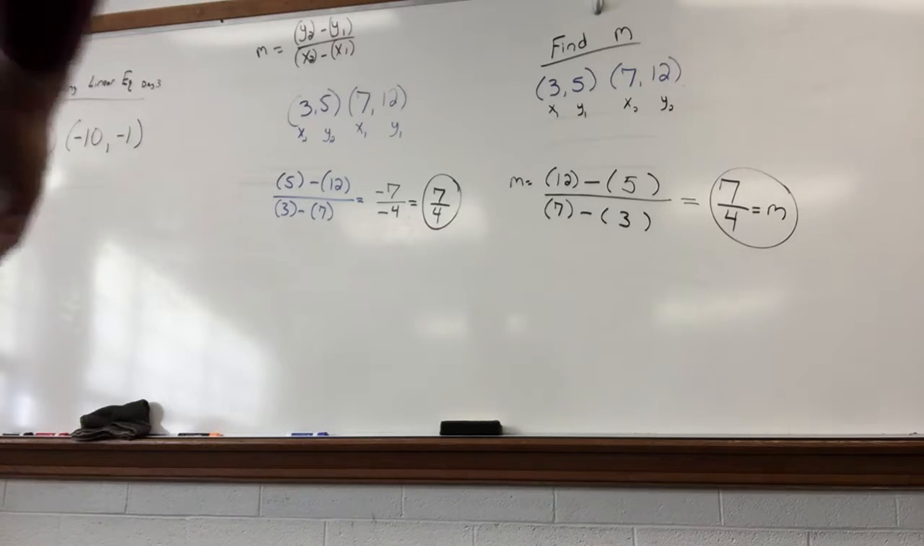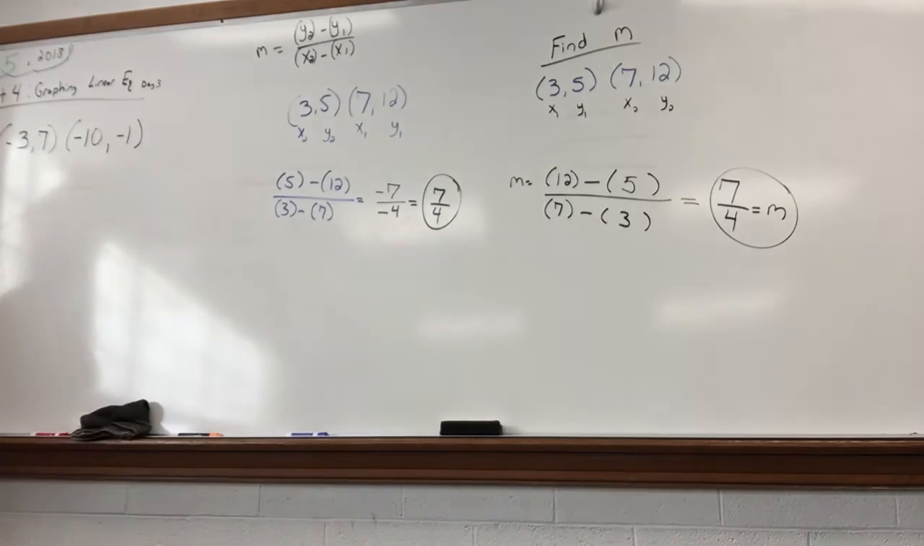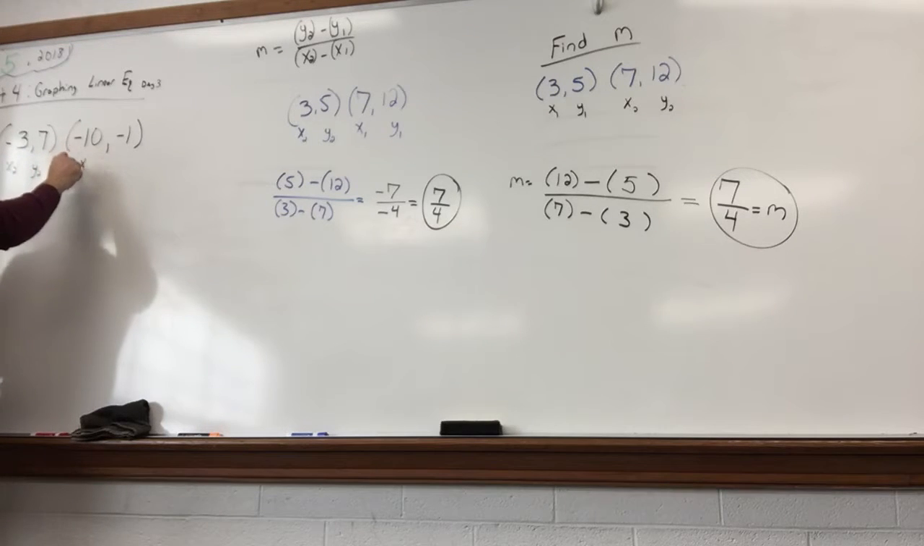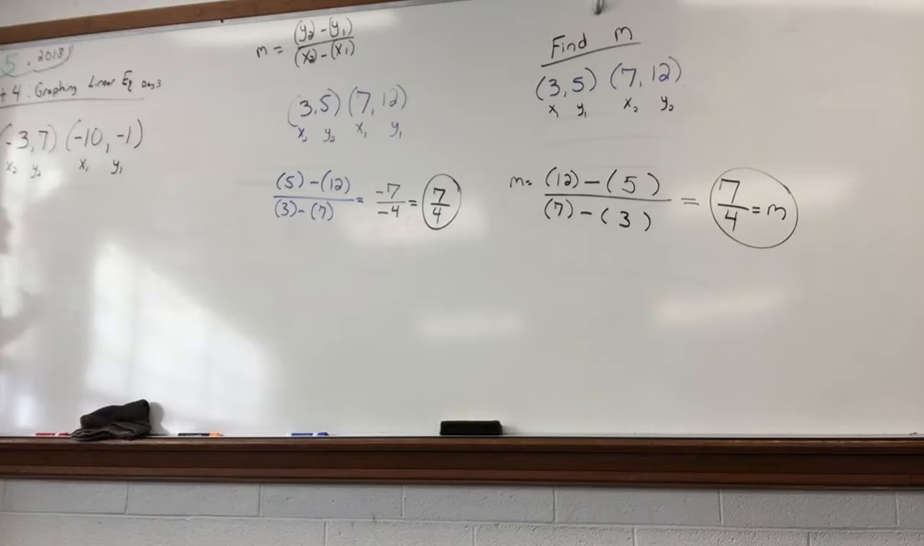Ready, B? Yeah. What am I going to label -3? X2. X2, okay? Jerk. What about 7? Y2. Okay. What about -10? X1. What about -1? Okay. Is that the way that I would have done it? Nope. Does it matter? Absolutely not.